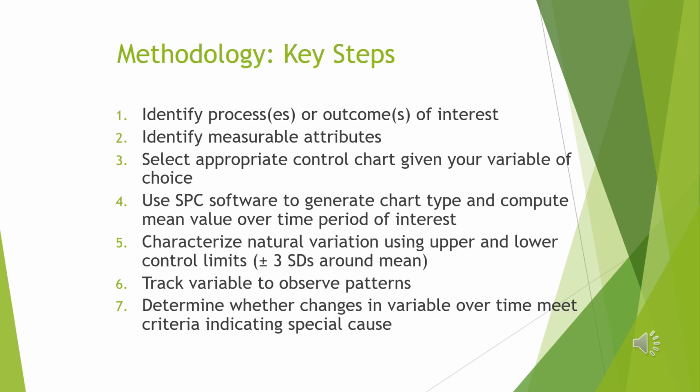So what are the key steps? Well, first of all, you say, what process do I need to control? And then how am I going to measure this thing? And you're going to select the appropriate control chart. For this class, it'll just be this chart I give you, the Excel spreadsheet. And then you generate that chart, and it'll compute automatically the mean value and also your control limits. And then you can observe the patterns and see if you need to do something with that process.